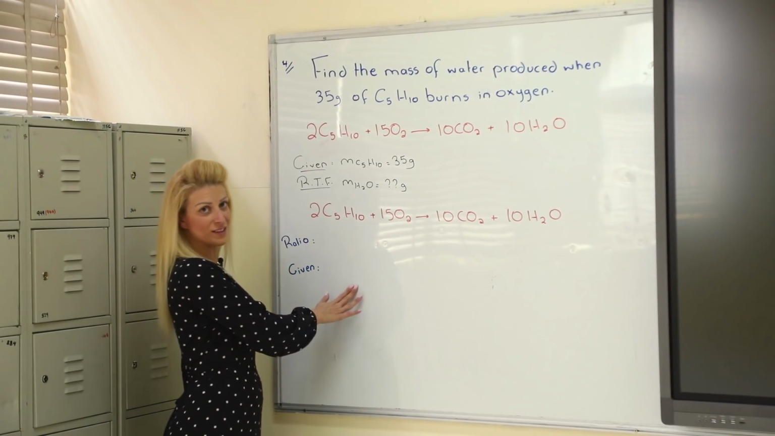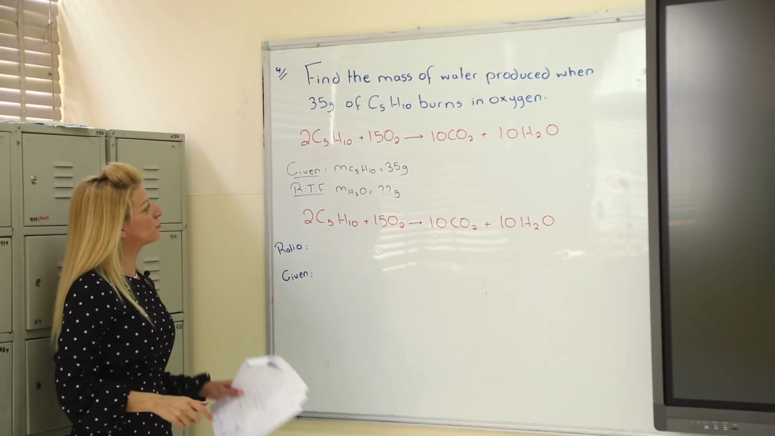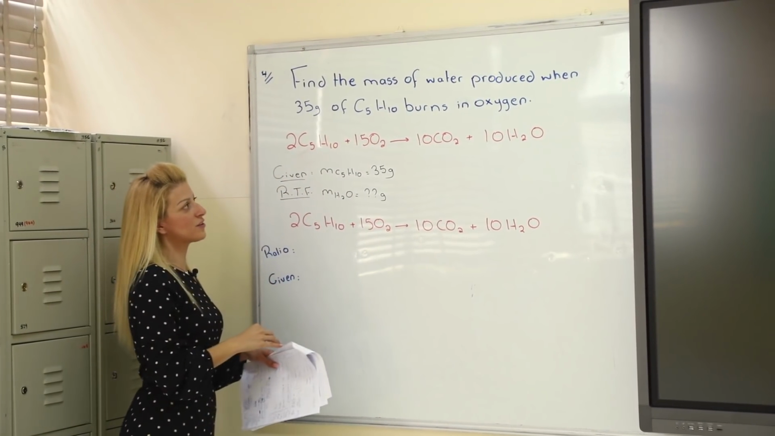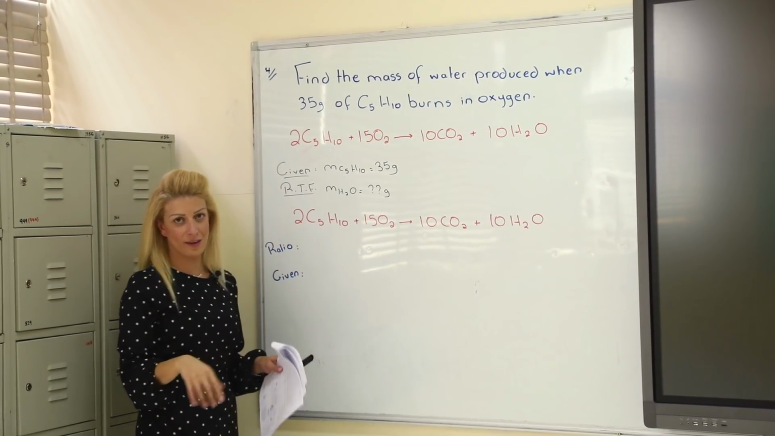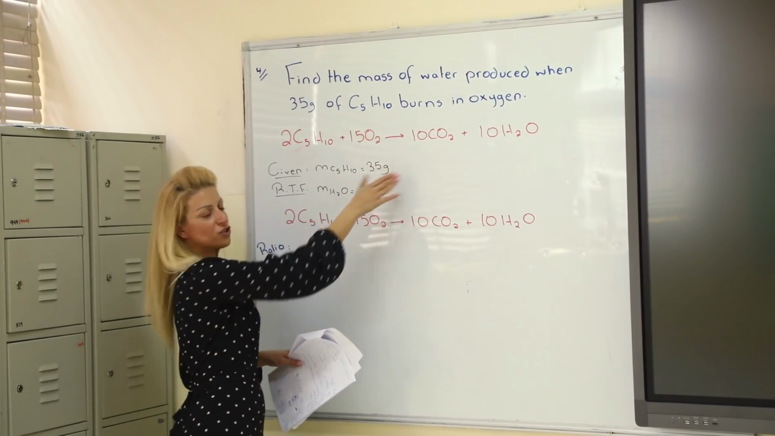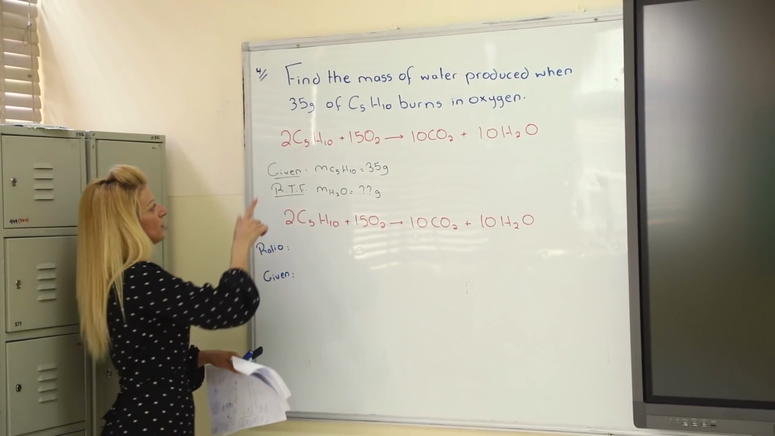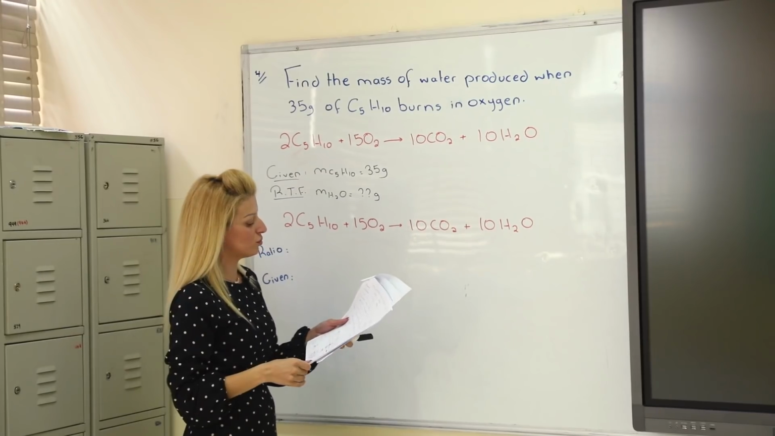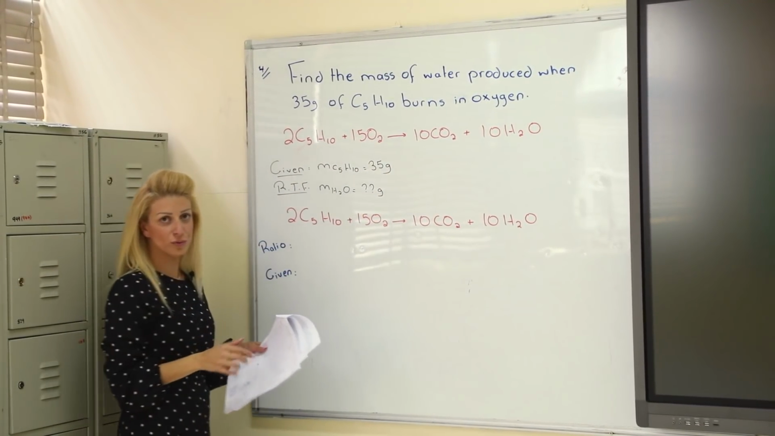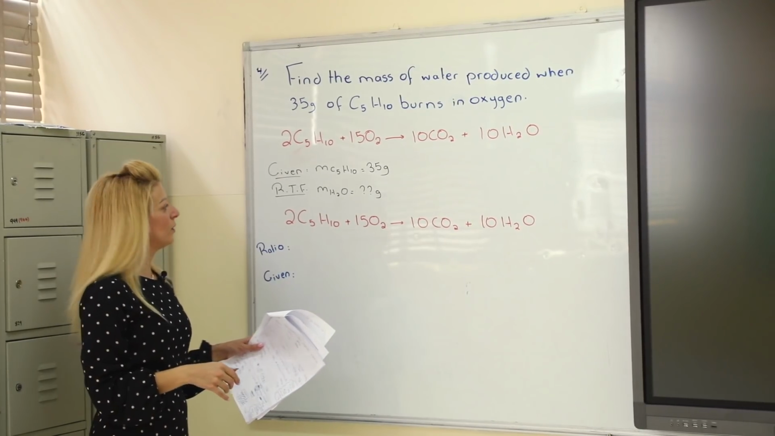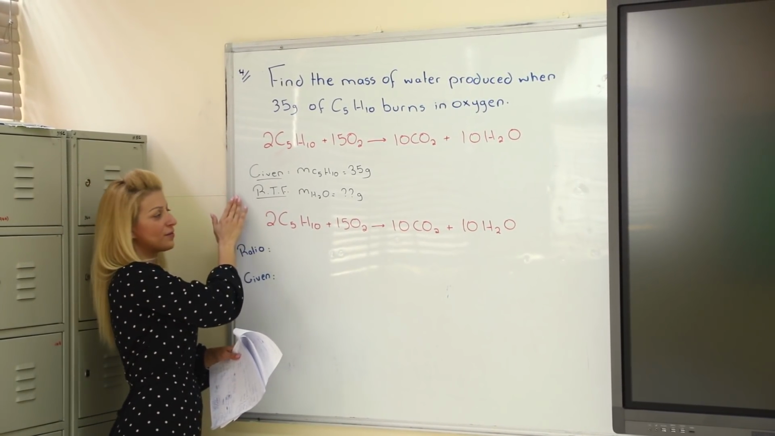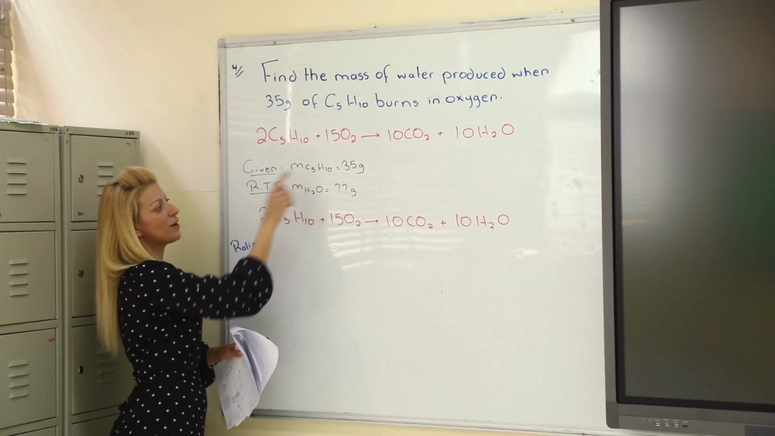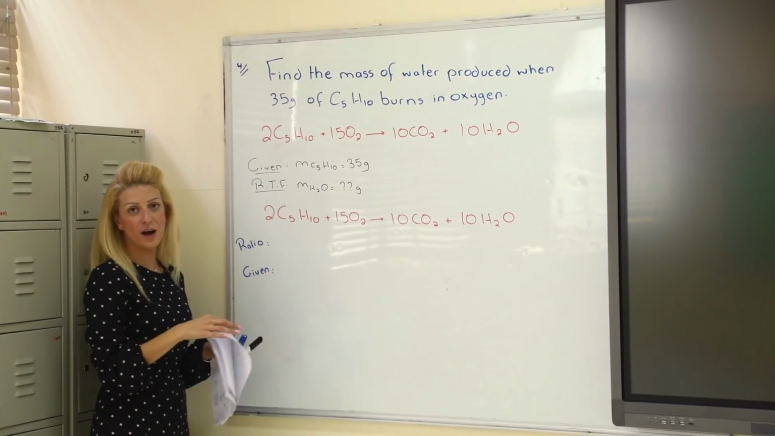Okay, the next question is to find the mass of water produced when 35 grams of C5H10 burns in oxygen gas. The balanced equation is given in the question to be 2 C5H10 plus 15 O2 gives 10 CO2 plus 10 H2O. Again, we write the given and the required to find. The given from the question is the mass of C5H10 equals 35 grams.